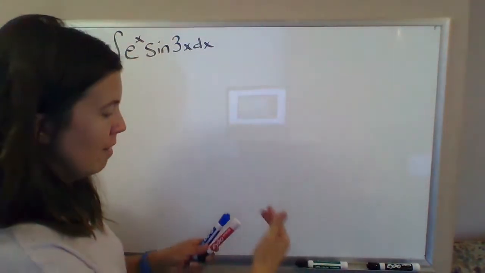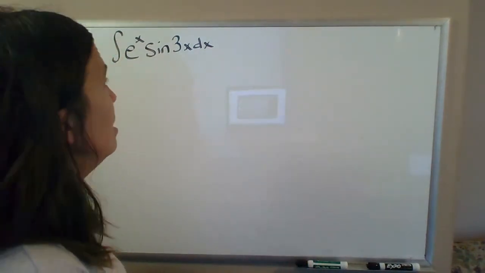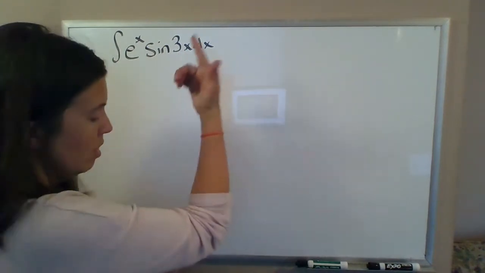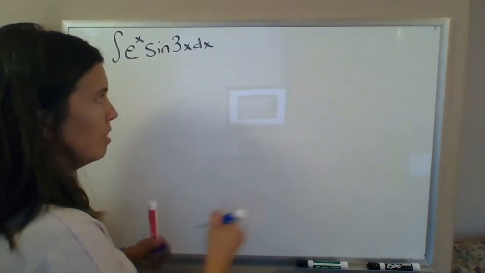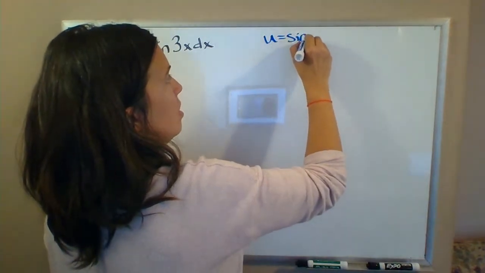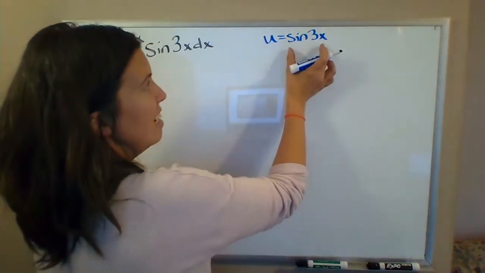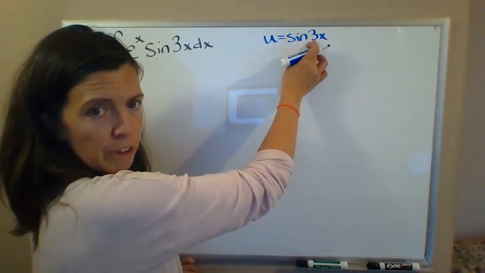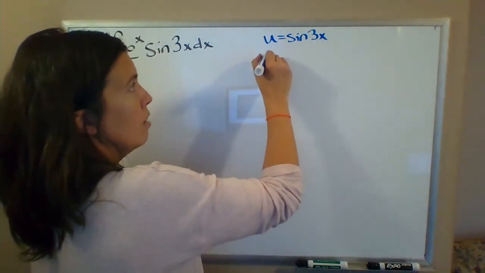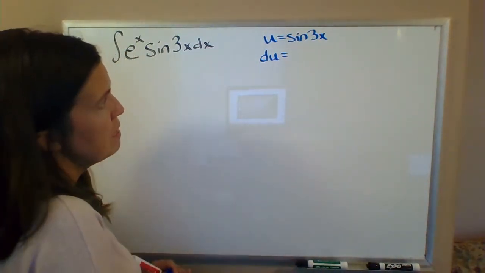If you're following the LIATE process for choosing u, then trig function would come before exponential. So I guess I'll take that approach because I know that a lot of students like to use it. The other upside to letting u equal sine of 3x is then you can deal with this extra multiple, the 3, in your derivatives as opposed to the antiderivatives. And maybe that's easier to keep track of. That would be someone's personal preference, but maybe that's another reason.